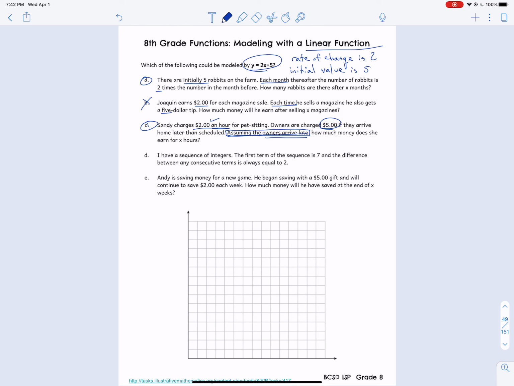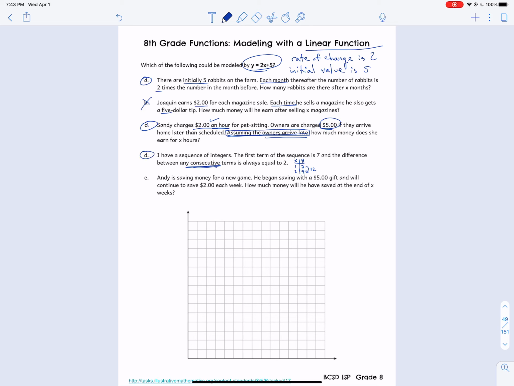Okay. D, a sequence of integers. The first term of the sequence is 7. Okay, so let's figure out that first of all. So basically, if I'm making a little XY table, if x is 1, so the first term, let's see if that even works. If I put a 1 in there instead of x, I have 2 times 1, that's 2. 2 plus 5 is 7. Okay. And if I put a 2, so that's the next term, 2 times 2 is 4, plus 5 is 9. Okay, so there's our table. So it says the difference between any consecutive, so that means in a row, terms is always equal to 2. So if I think about 7 to 9, I'm adding 2.